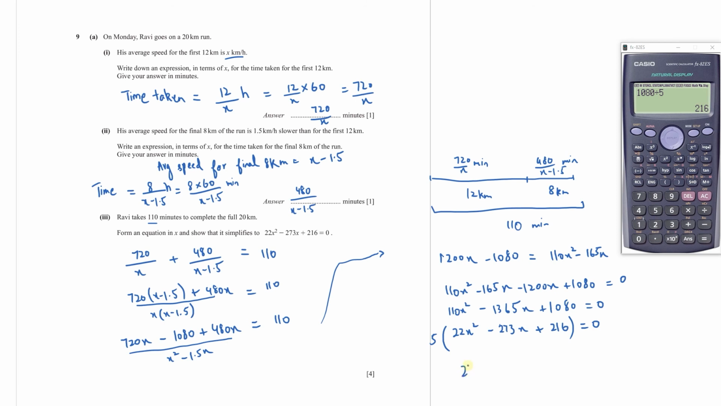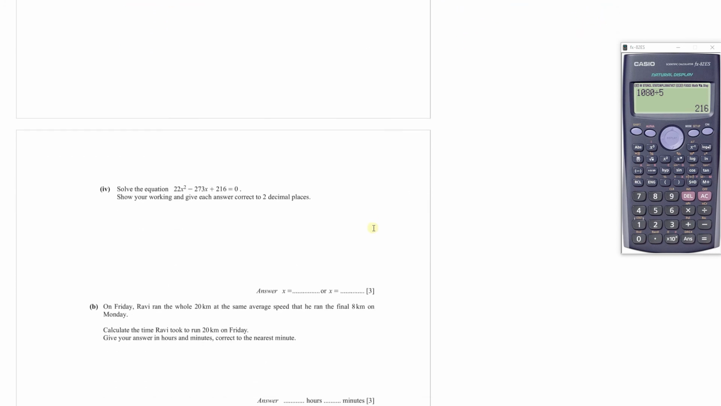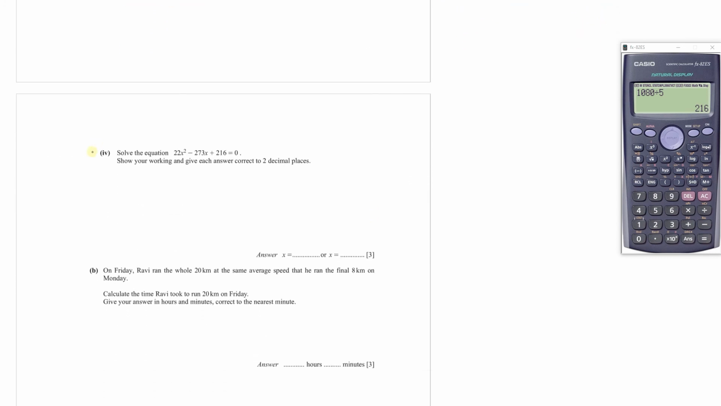So 0 divided by 5 will be 0. So you will get this equation at the end. So this is the same as this: 22x squared minus 273x plus 216 equals 0. So we've shown that the equation in x comes down to this. Next part is solve this equation.